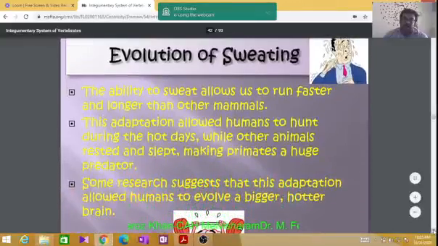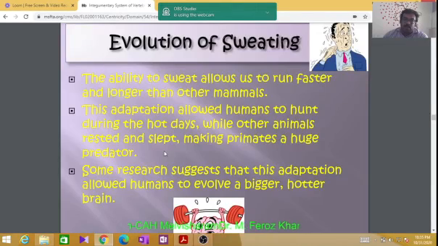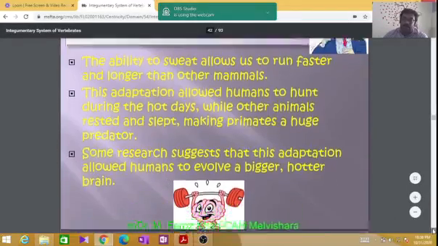Evolution of sweating. Why does it need to sweat? It allows us to run faster and longer than other mammals. The adaptation allows humans to hunt during the hot days while other animals rested and slept, making primates a huge predator. Some research suggests that this adaptation allowed humans to have a bigger, hotter brain.